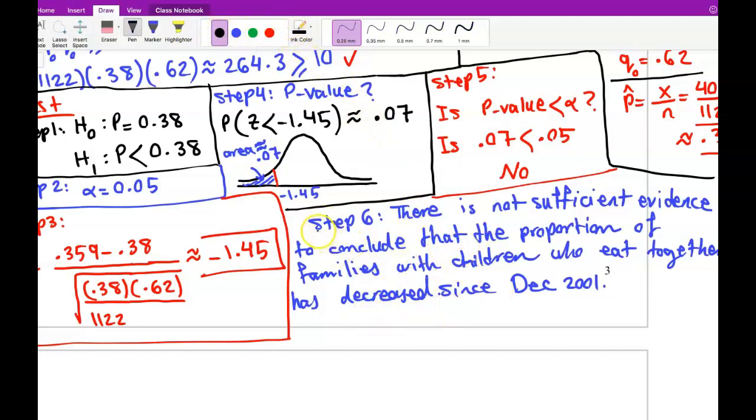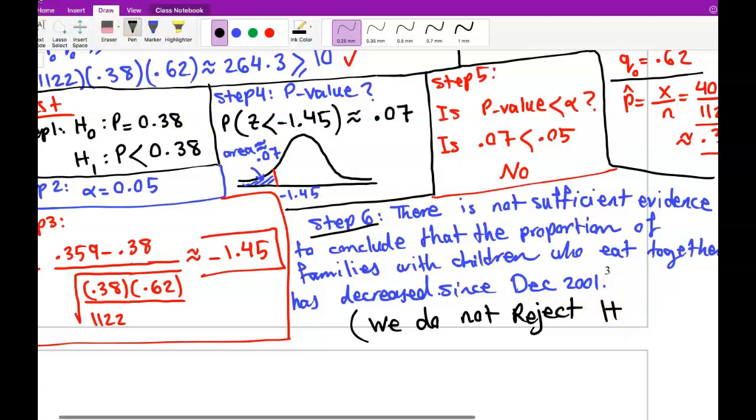Summarizing what I wrote here is that, okay, exactly the same as example number 1 on this part. We do not reject the null hypothesis. Here on the test, you don't need to write all this, just write this part, that you're rejecting the null or not.